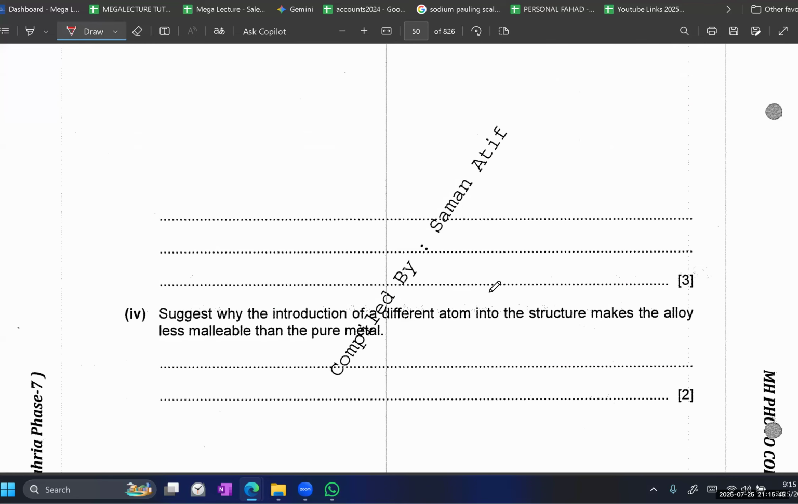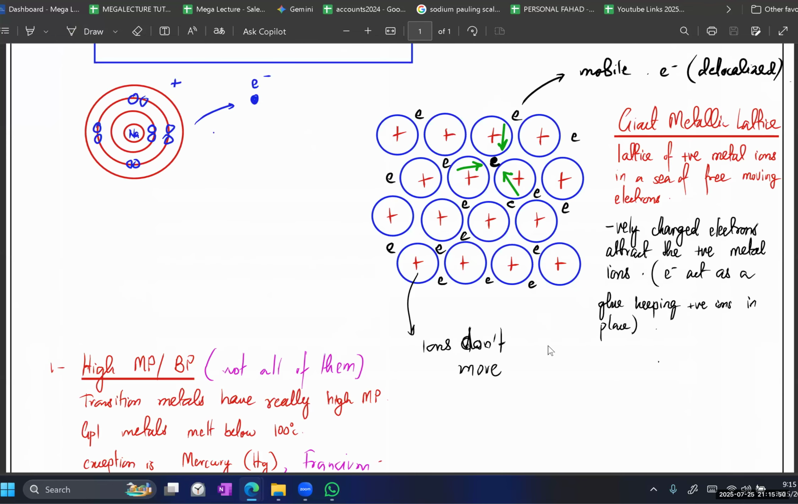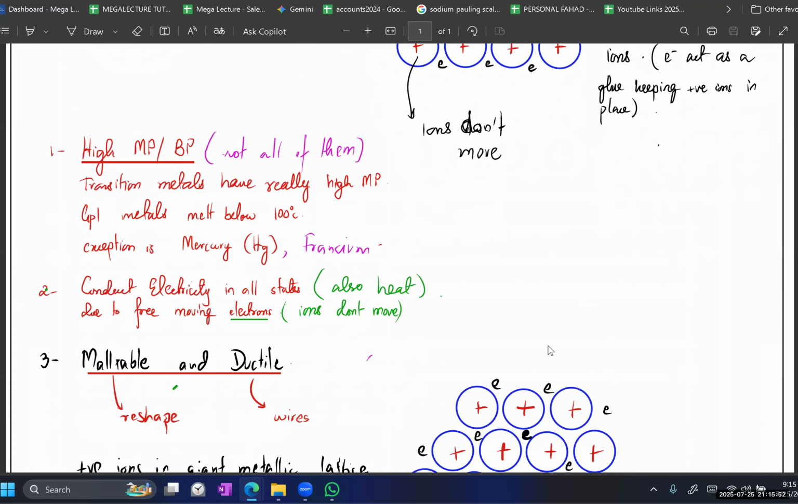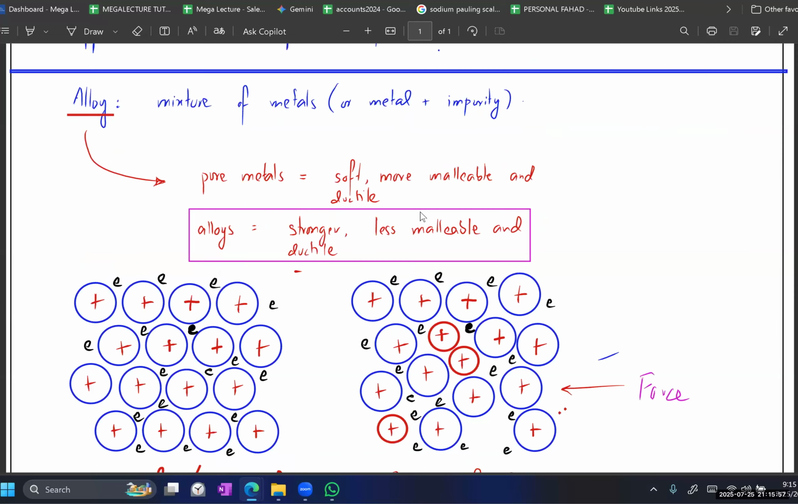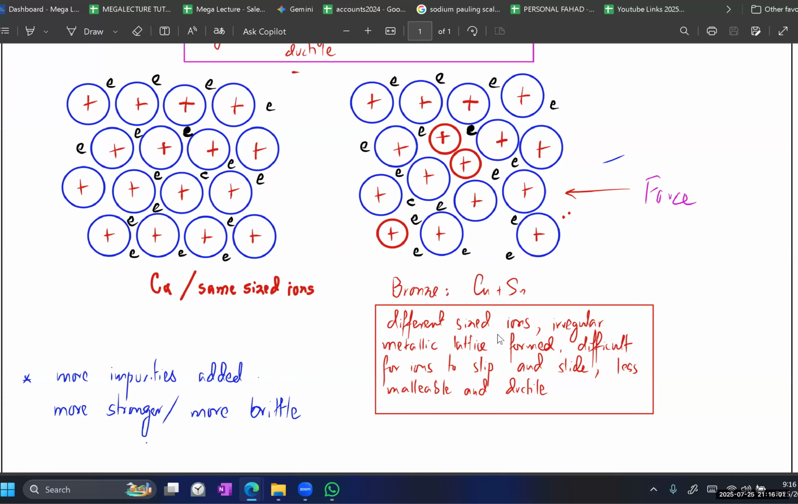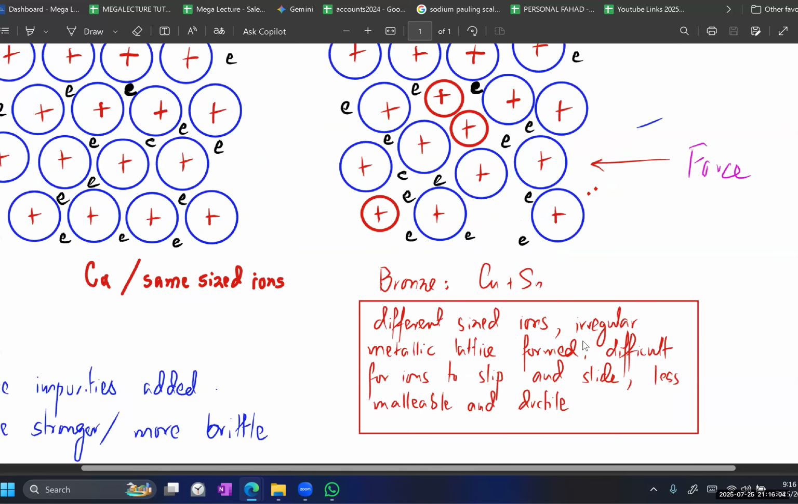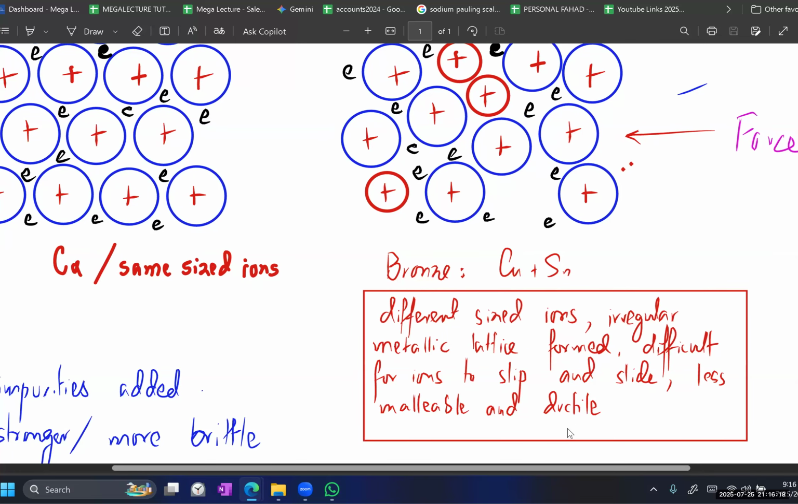Suggest why the introduction of a different atom into the structure makes the alloy less malleable. So when you add a different metal, it ends up forming an alloy like this. The answer is exactly written in the notes. When you add different size ions, the metallic lattice becomes irregular. An irregular metallic lattice is formed and it is difficult for ions to slip and slide, and that makes them less malleable and ductile. Pure metals are softer.